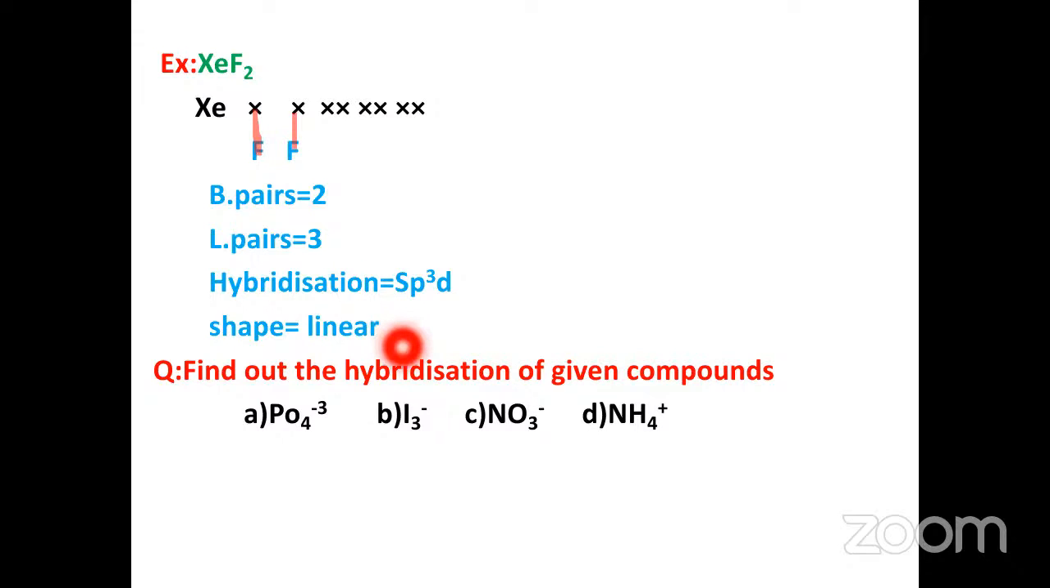Now, test yourself question. Find out the hybridization of given compounds. Try to find out the hybridization of given compounds. First one, A is PO4 minus 3 ion, B is I3 minus ion, C is NO3 minus ion, and D is NH4 plus ion.